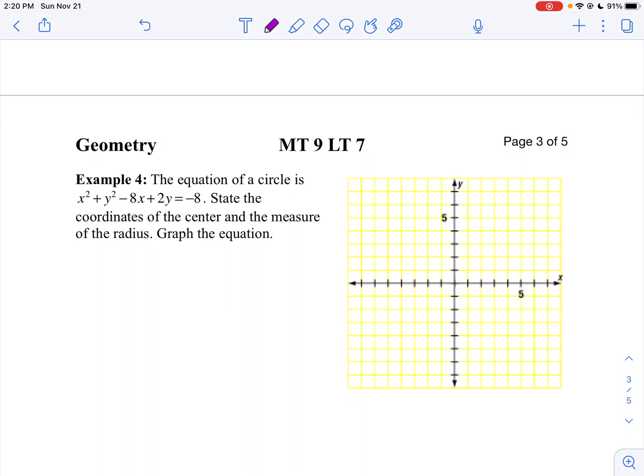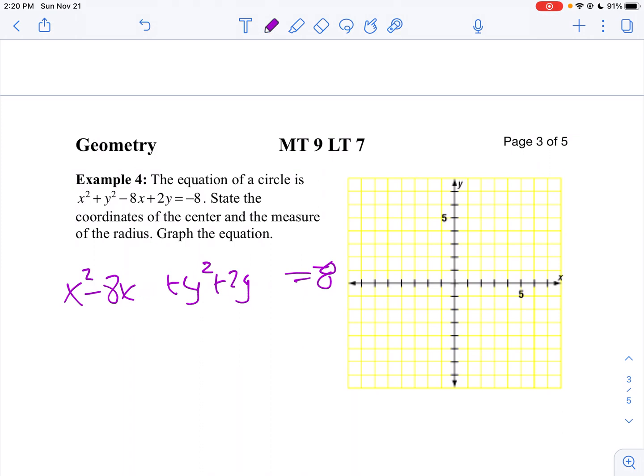First thing I'm going to do, I'm going to put my x's together. So I'm going to rewrite it as x squared minus 8x, leave a blank, plus y squared plus 2y, leave a blank, equals -8. Now I want to complete the square. When I complete the square, I want to make these three terms a trinomial. I want to make this third term a perfect square.